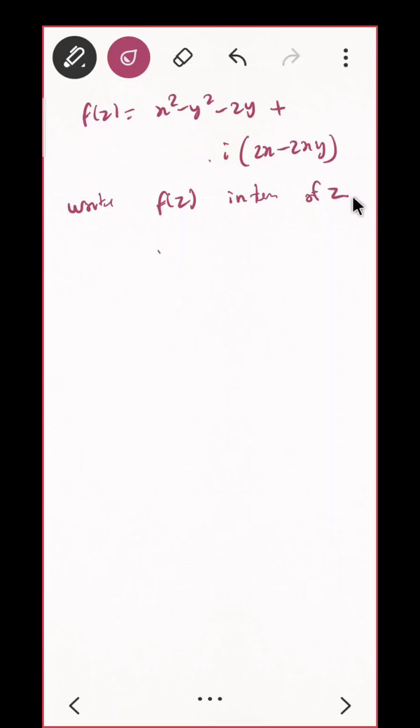So now what will you do? You want to put everything in terms of z. Any idea? What should I do? I need to substitute the values of x and y. Can you tell me what I should substitute? If you are given z equal to x plus iy, you need to write x in terms of z and something. I'll give you one more hint. z is x plus iy, z bar is x minus iy. Now can you tell me the value of x and y in terms of z?